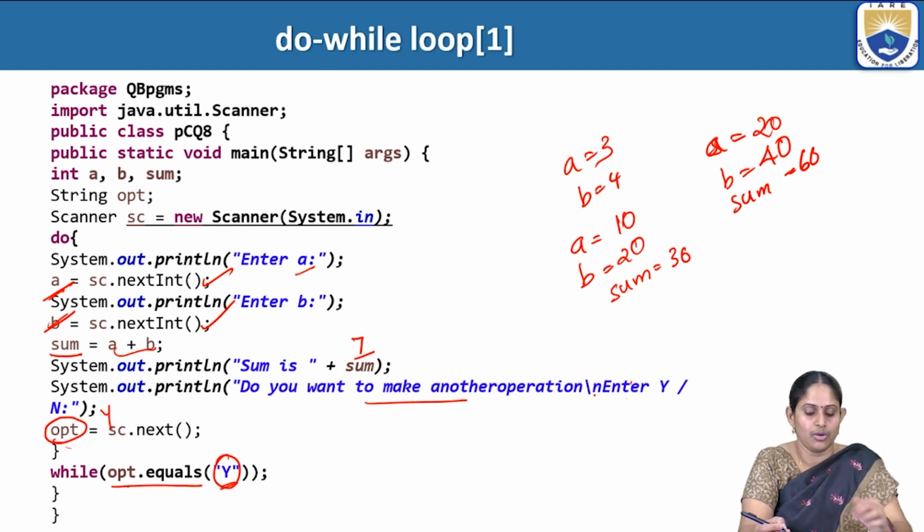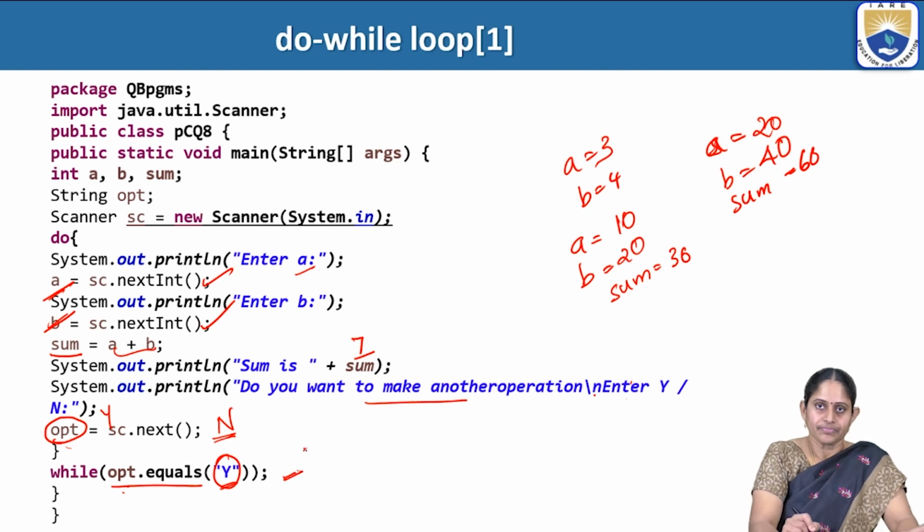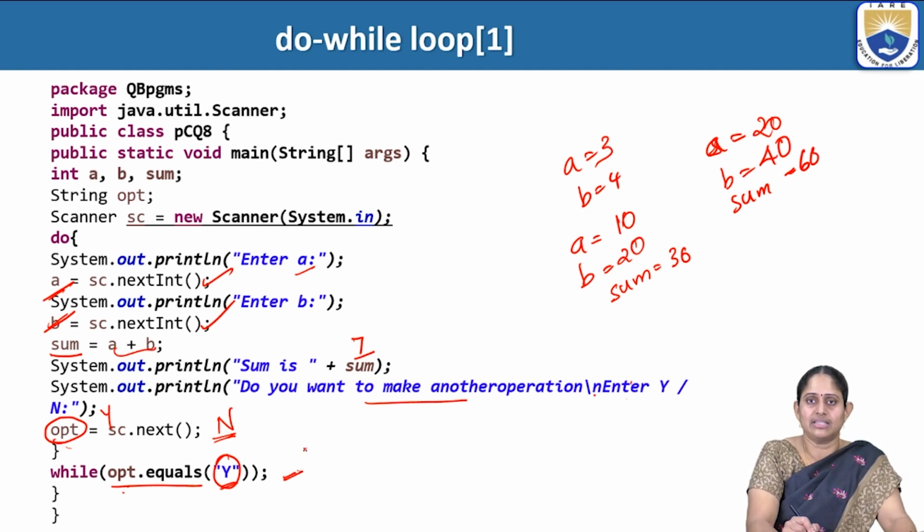Again, it asks for the option. In that case, let's say we give n or any other value. Since opt is not equal to y, this loop will be discontinued. So it will exit this loop when we give any value other than y.